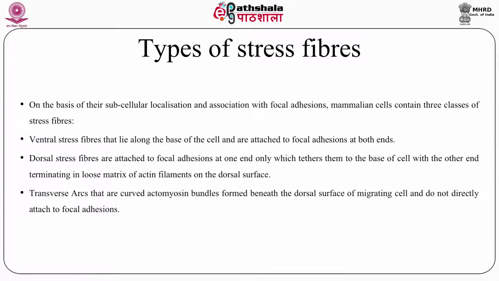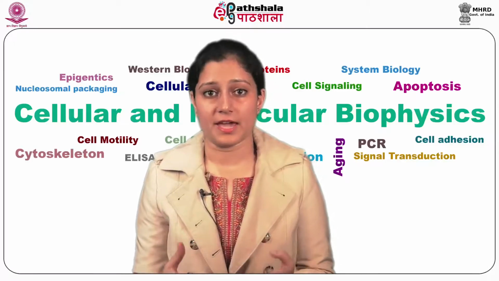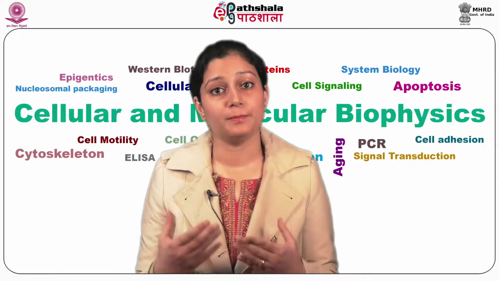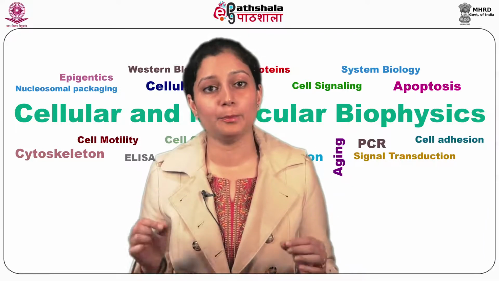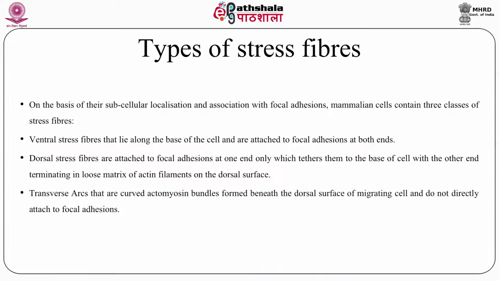On the basis of their subcellular localization and association with focal adhesions, mammalian cells contain three classes of stress fibers: the ventral stress fibers, the dorsal stress fibers, and the transverse arcs. The ventral stress fibers that lie along the base of the cell are attached to focal adhesions at both ends. The dorsal stress fibers are attached to focal adhesions only on one end.